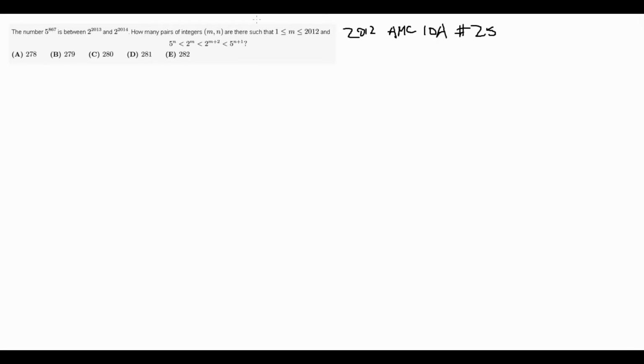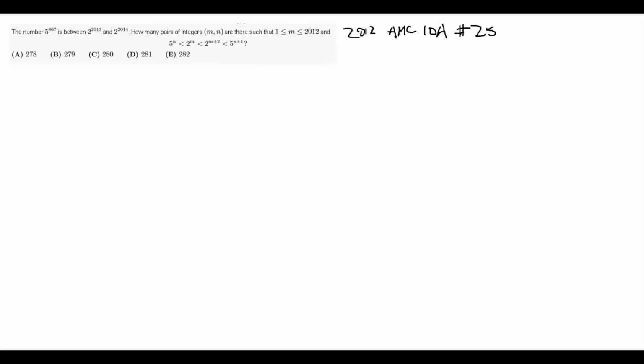The number 5 to the power of 867 is between 2 to the power of 2013 and 2 to the power of 2014. How many pairs of integers m, n are there such that 1 is less than m less than 2012 and 5 to the power of n is less than 2 to the power of m less than 2 to the power of m plus 2 less than 5 to the power of n plus 1?